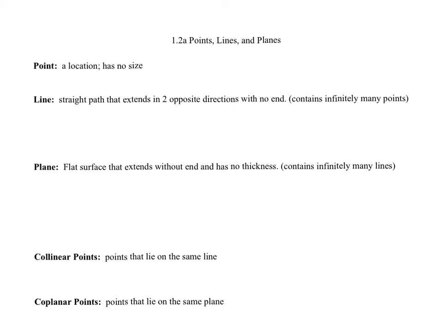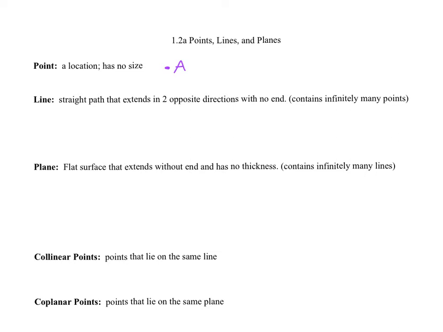First thing, a point. A point is just a location. It's something that doesn't have any size. And the way we write a point is a little dot with a capital letter next to it. So we would say this point A. So it's just a location, point A.